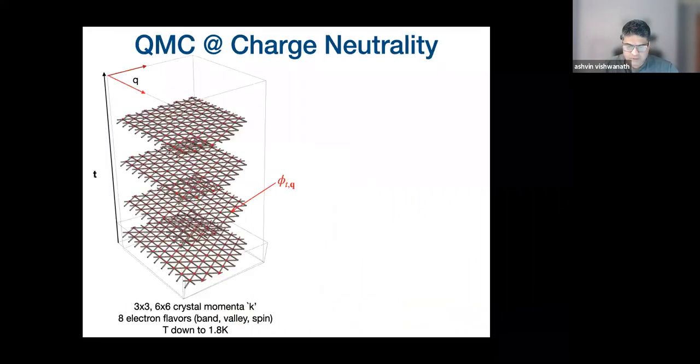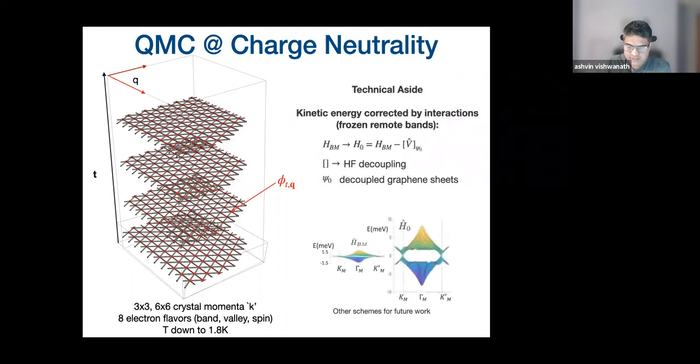So this is roughly how the simulation proceeds. You have these time slices in imaginary time, with a Hubbard-Stratonovich field defined for each time slice and for each momentum Q. We can do momentum grids up to 6 by 6. We can actually go to bigger sizes as well, but I'll show you up to 6 by 6. We have 8 electron flavors, and we go down to temperatures of about 2 Kelvin. You can of course go to very high temperatures; that's not a problem. There's one technical aside, which is what single-particle Hamiltonian we include.